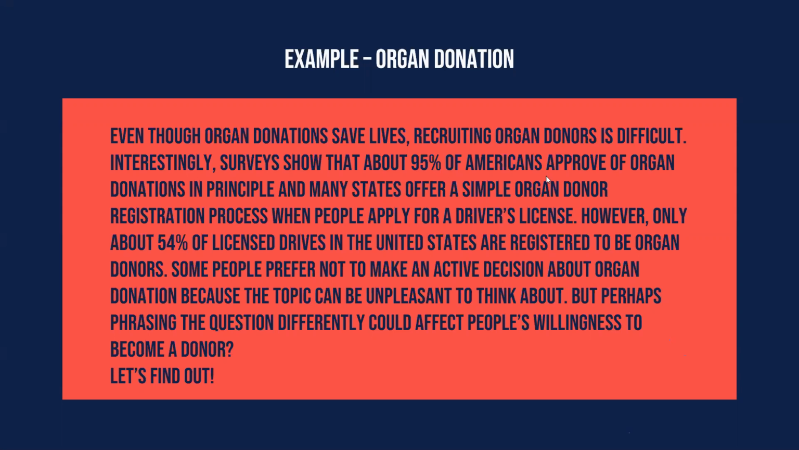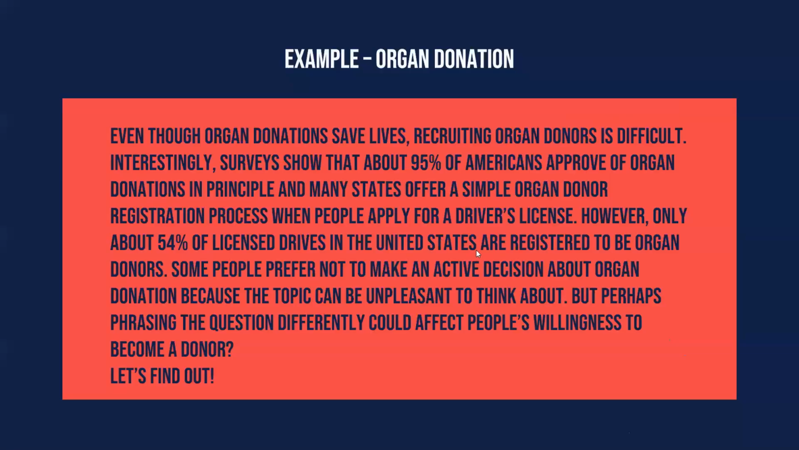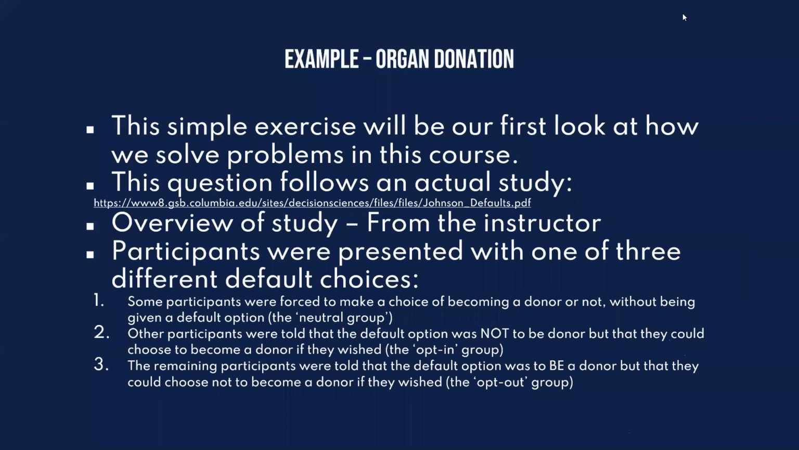Okay, so what I want to do is take this organ donation process and run you through these 5 steps of statistics: the research question asked, collect data, explore the data, conclusions, and then look back. So you can see the process at work here. This simple exercise is going to be our first look at how we solve problems in this course. This question is going to follow an actual study done out of Columbia University. There's a link there if you want to read the study. Okay. So I want to give you an overview of this.